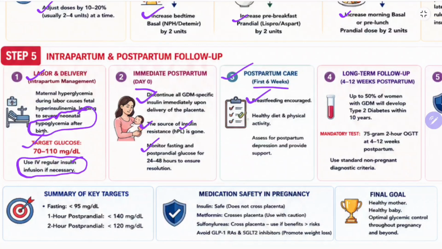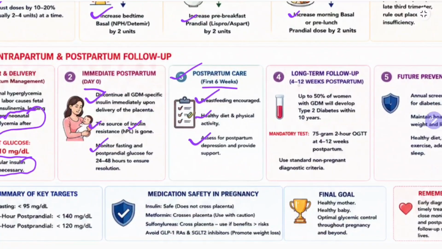Breastfeeding should be encouraged. Healthy diet and physical activity. Assess for postpartum depression and provide support. Long-term follow-up from 1 to 3 months. Up to 50% of women with GDM will develop type 2 diabetes within 10 years. So a mandatory test, a 75 gram 2-hour OGTT at 4 to 12 weeks postpartum, should be done, meaning once between 1 to 3 months.